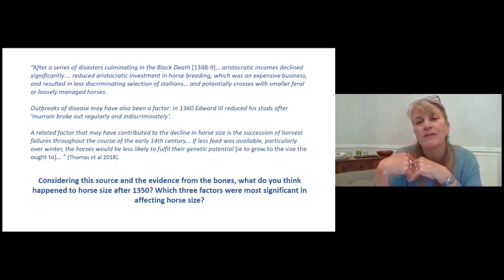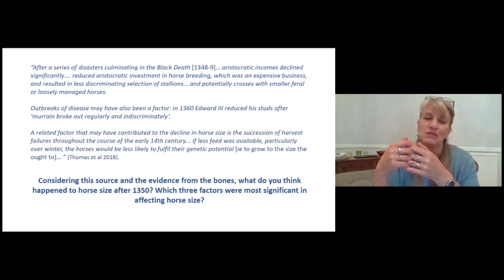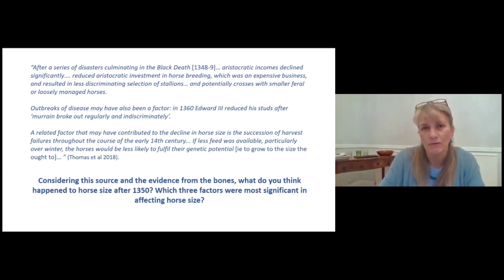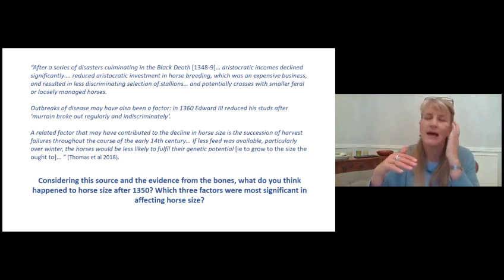There's then a question of outbreak of disease. There's a record that there's a murrain, an animal disease, which breaks out regularly and indiscriminately, killing lots of animals. So there may have been a smaller number of horses to breed from anyway. And then there's also the bad harvests, which would reduce the amount of fodder, the amount of food that there was for horses. And if an animal, indeed a human, is badly nourished, it won't reach its full size. So that could explain why the bone sizes are smaller.